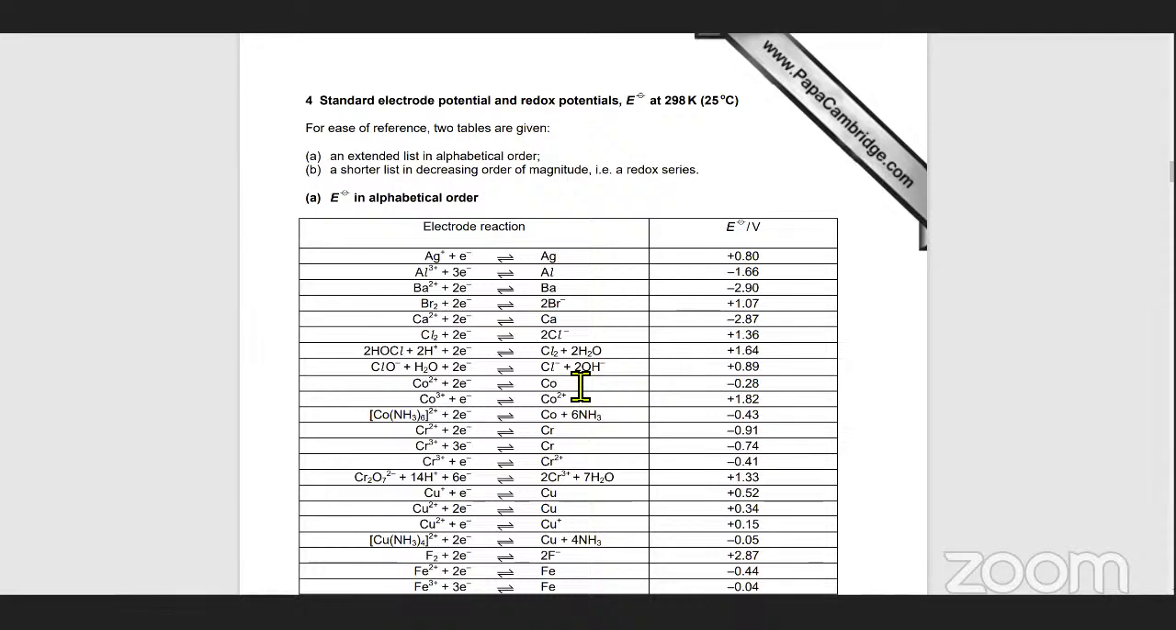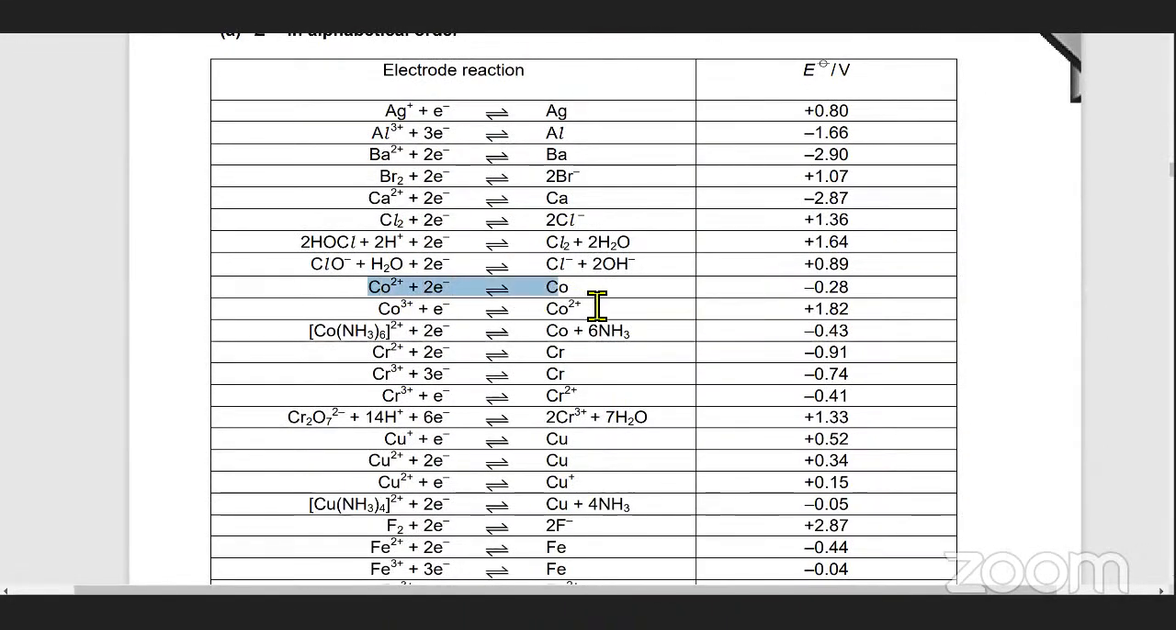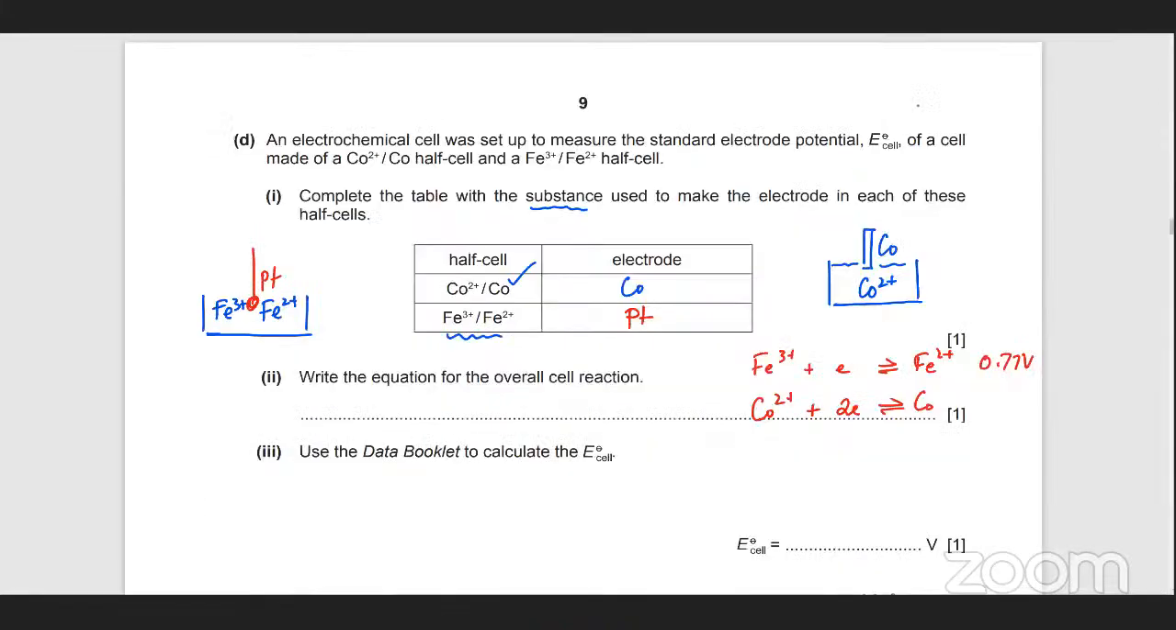Over here in C, you can see cobalt somewhere over here. That's cobalt 2+ in equilibrium with cobalt, and that's given as minus 0.28 volts. So this one is minus 0.28 volts.